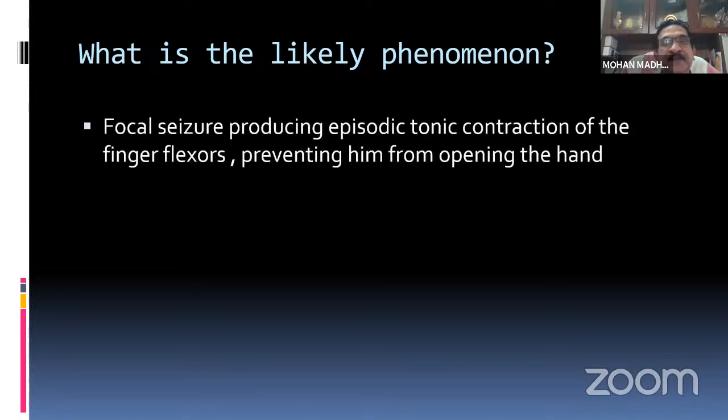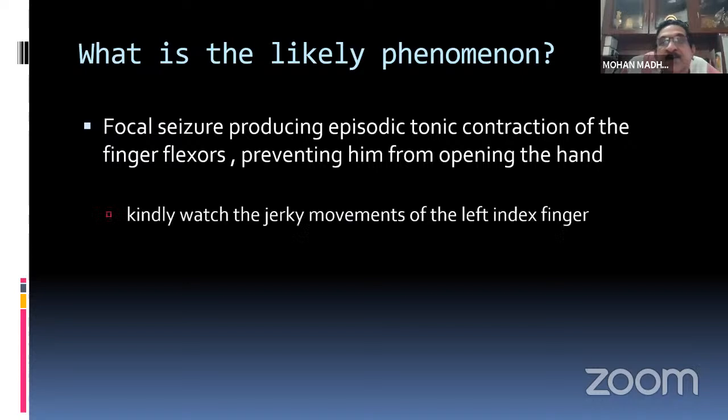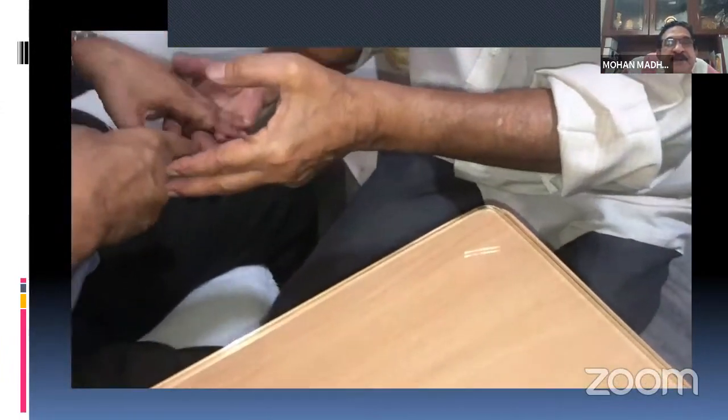Now, this phenomenon is an episodic tonic contraction of the finger flexors, preventing the patient from opening the hand. This is not a common type of seizure. Now, let us see why we are thinking in terms of seizure: we look at the tonic contraction, and in between, the index finger goes into jerky movements. I'll show that video part, one second. See very carefully the jerk in the index finger. But now it comes later.